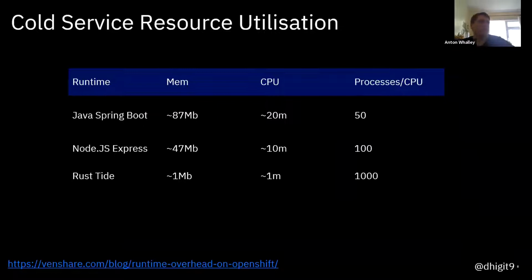I did a blog post. This is on my blog on venture.com. These are cold services: I built a Spring Boot application and deployed it, built a Node.js Express application and deployed it, and built a Rust Tide application. Rust is something I'm going to talk about in more detail in a bit, but basically a Rust HTTP service. And you can see the memory footprint and the CPU footprint difference between Java, Node, and Rust. It's literally an order of magnitude difference in your cold application runtime.